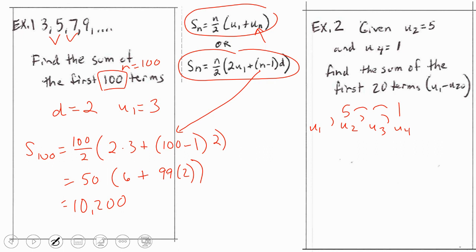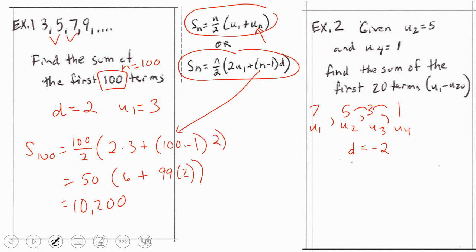If we're a difference of 4 there from 5 to 1, and we did d twice on there, that means d has to be -2, because this is subtracting by 2 and you get 3. This is subtracting by 2, you get 1. That means that this first term was 7.